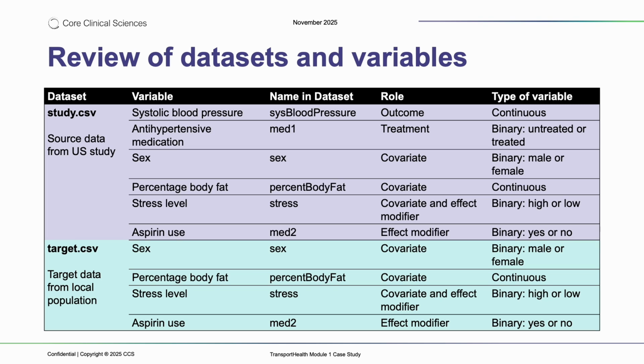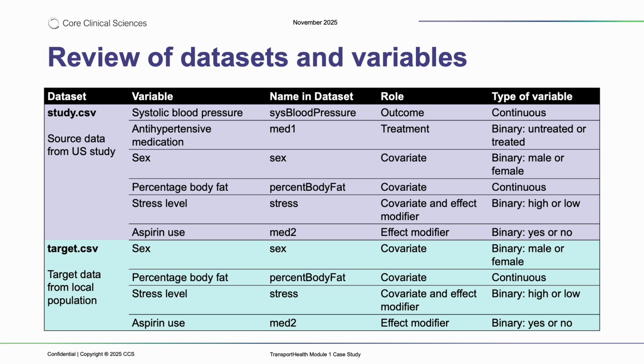And just as an overview of the data sets and variables, we'll have 2 data sets here, as I mentioned. The first one is our study data set, and that's our source data from that US observational study. And that data set includes 6 variables: our outcome variable, our treatment variable, those same covariates and effect modifiers.